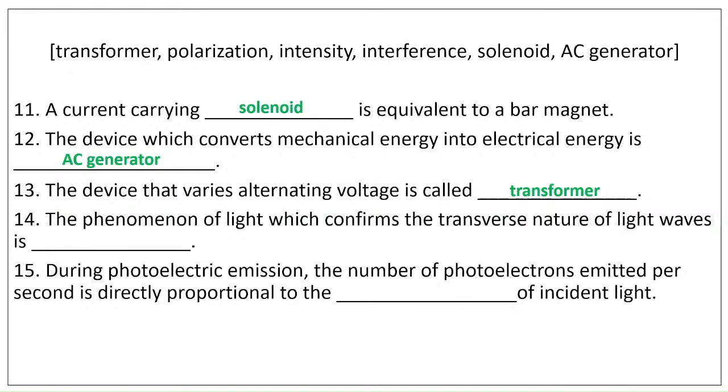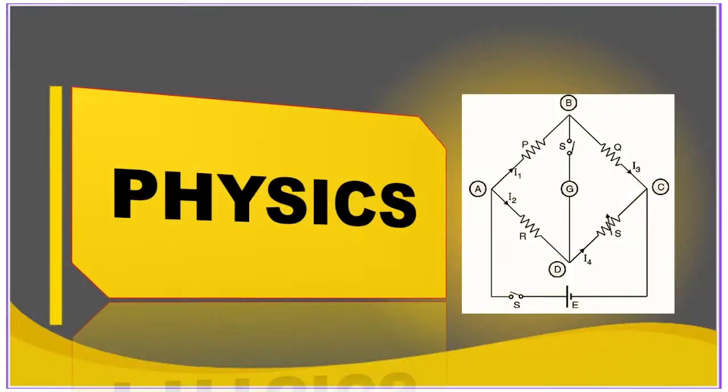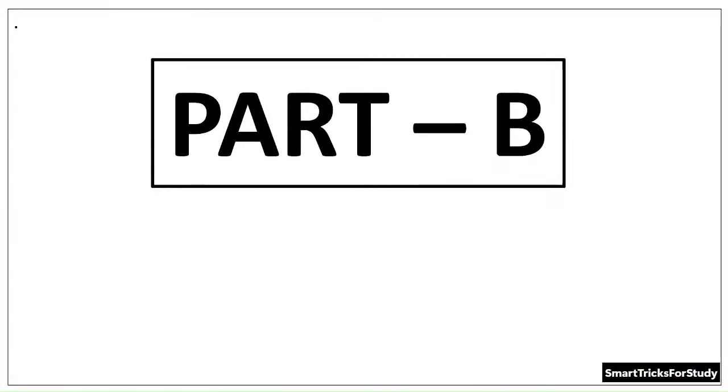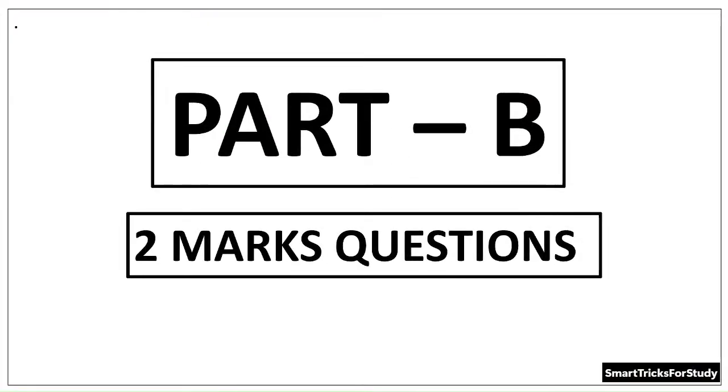Next. 14. The phenomenon of light which confirms the transverse nature of light waves is dash. Answer is polarization. Next. 15. During photoelectric emission, the number of photoelectrons emitted per second is directly proportional to the dash of incident light. Answer is intensity. Next. 2 marks questions. Let's see one by one.